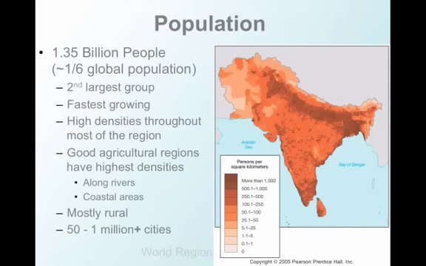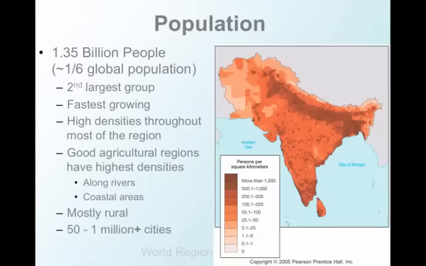So in the region as a total, there are more than 1.3 billion people. This makes up about 1/6 of the global population, and it is the second largest group, only behind China and parts of East Asia. It is the fastest growing, so it has the highest birth rate of any of the regions in the world, and also has some of the highest population densities throughout much of the region.